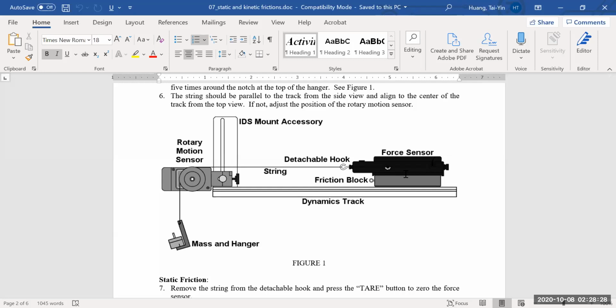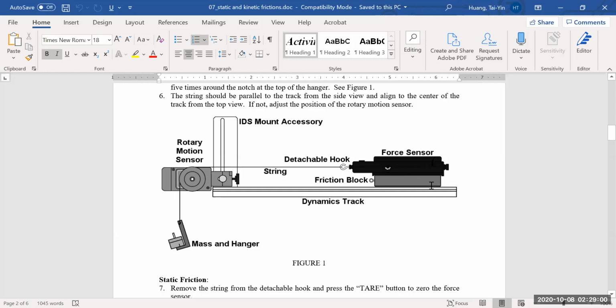So how do we zero the sensor? You will have one hand holding the string, so that the string does not exert any force on the hook, and then have another hand press the tare button to zero the sensor. You only need to do it once for each scenario. So when you start doing the wood for the kinetic, you zero the sensor. When you use the wood for the static, you zero the sensor.